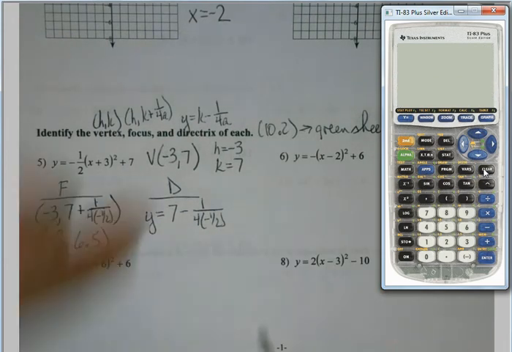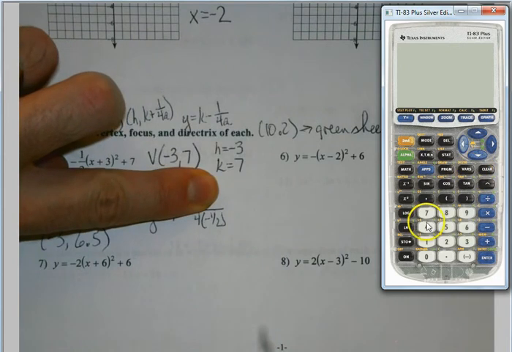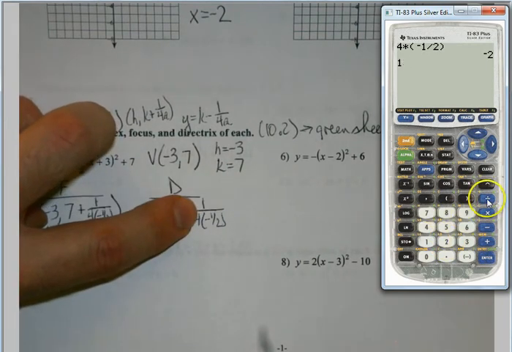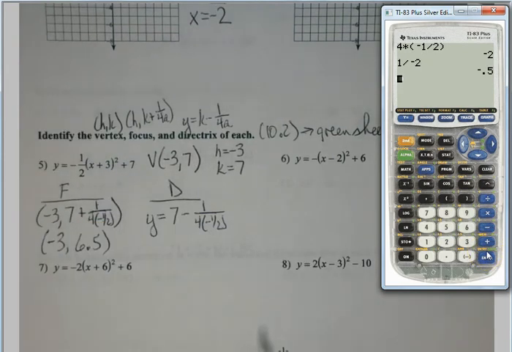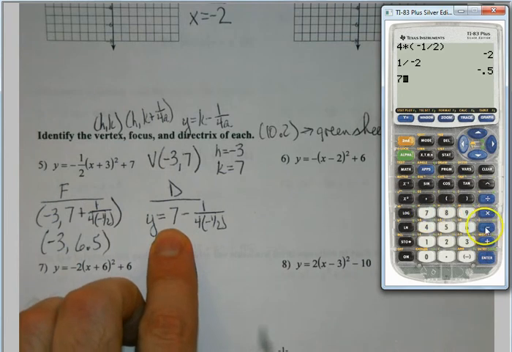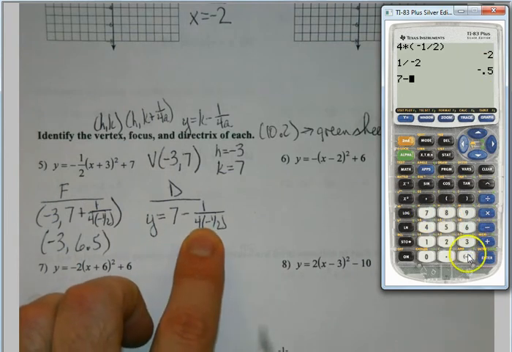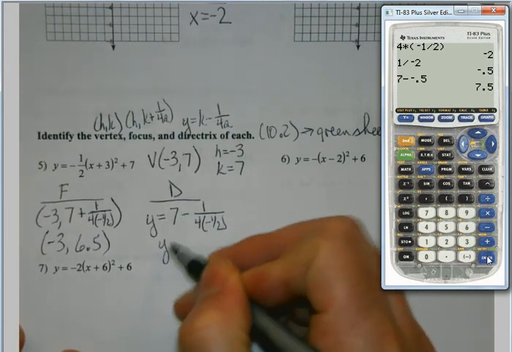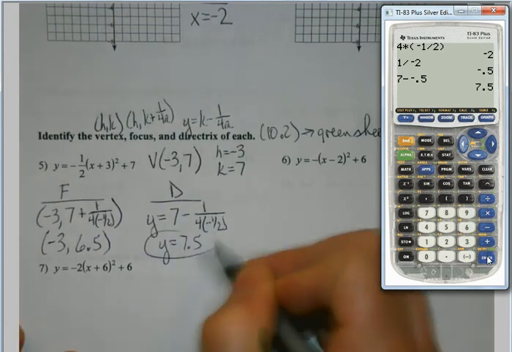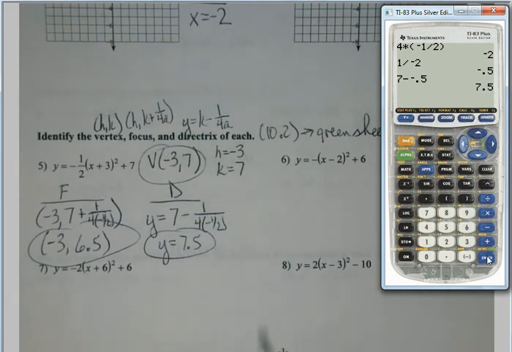So again, only do the denominator first. 4 times -1/2 is -2. So now I'm going to do 1 divided by -2, get my answer. And then I got to be careful because I'm doing 7 minus that, so I've got to do the -0.5. And I get my answer of y equals 7.5. And I get all 3 of them that way. And that's how these work.